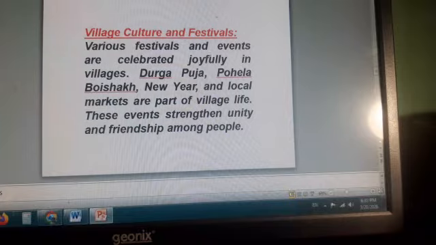Village culture and festivals. Various festivals and events are celebrated joyfully in villages. Durga Puja, Pahela Boishakh, New Year, and local markets are part of village life. These events strengthen unity and friendship among people.